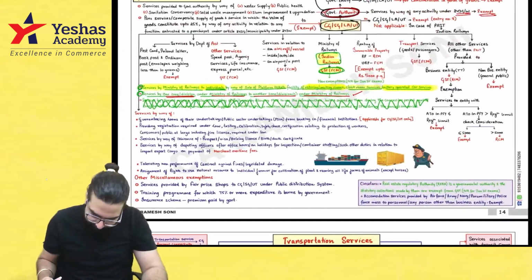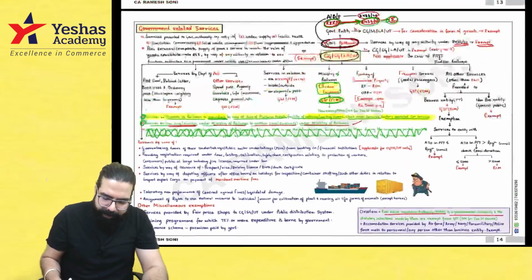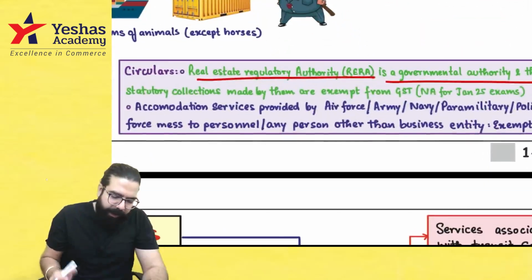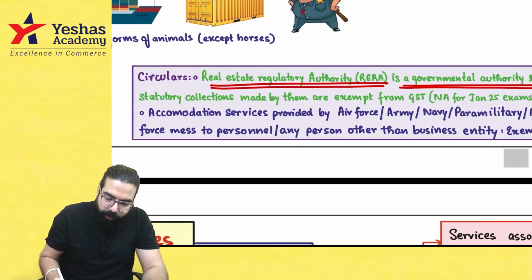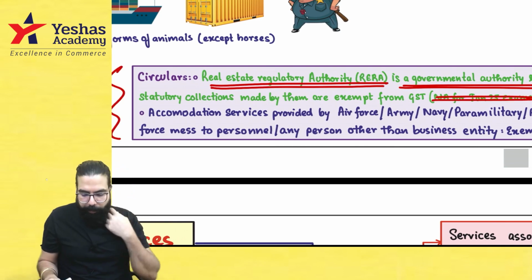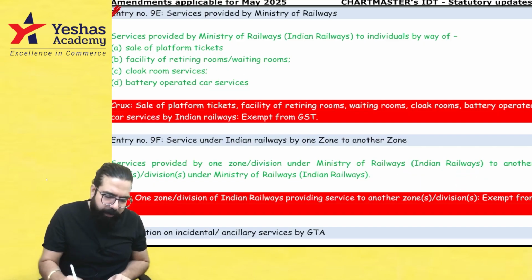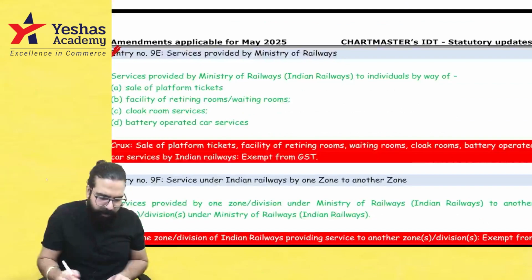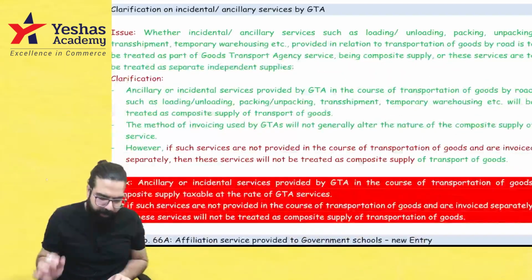Okay, sir. Done. Here, the RERA point is mentioned here only. It's already there in the chart. Real Estate Regulatory Authority is a governmental authority. It was not applicable earlier, but from May 25 onwards, it is applicable. This point I had already told over here. These are the three amendments: one is RERA, the real estate point, and one is the Indian Railways point.